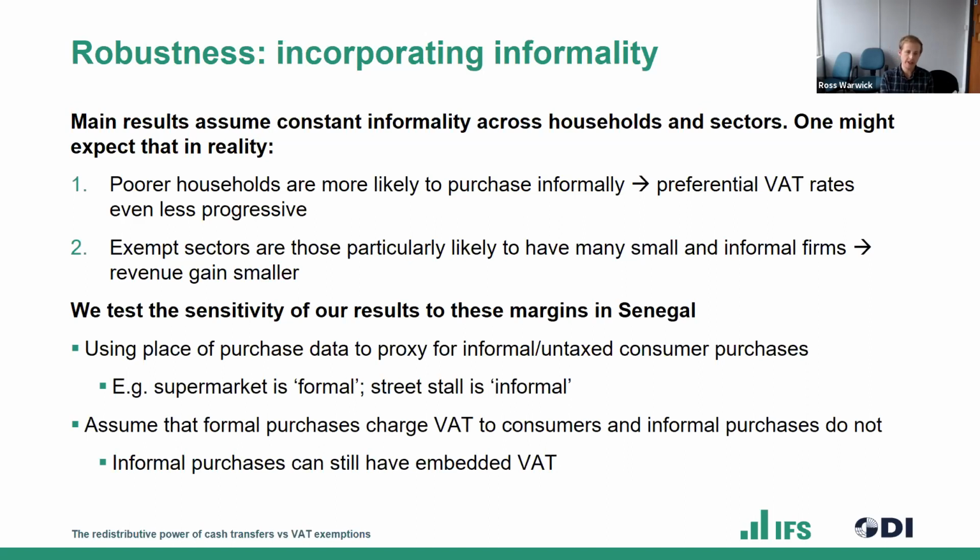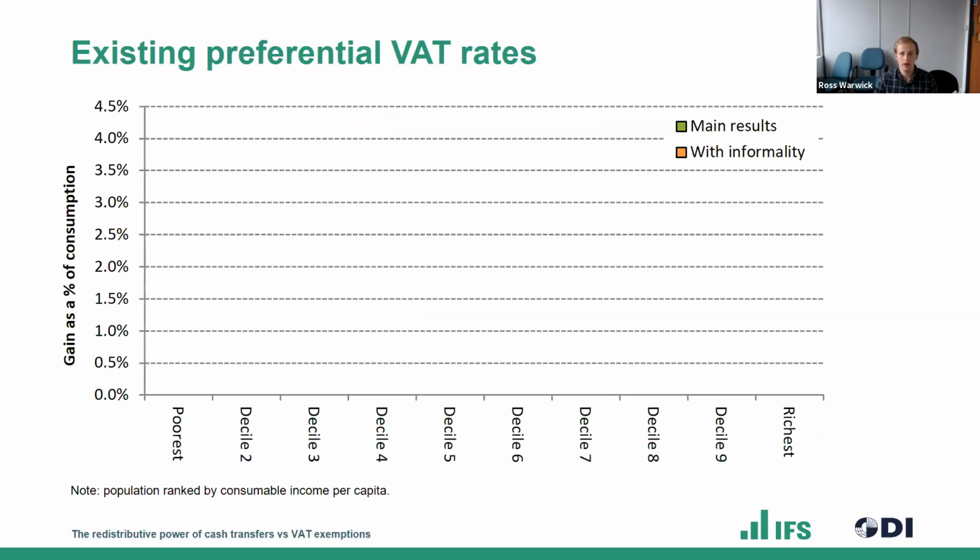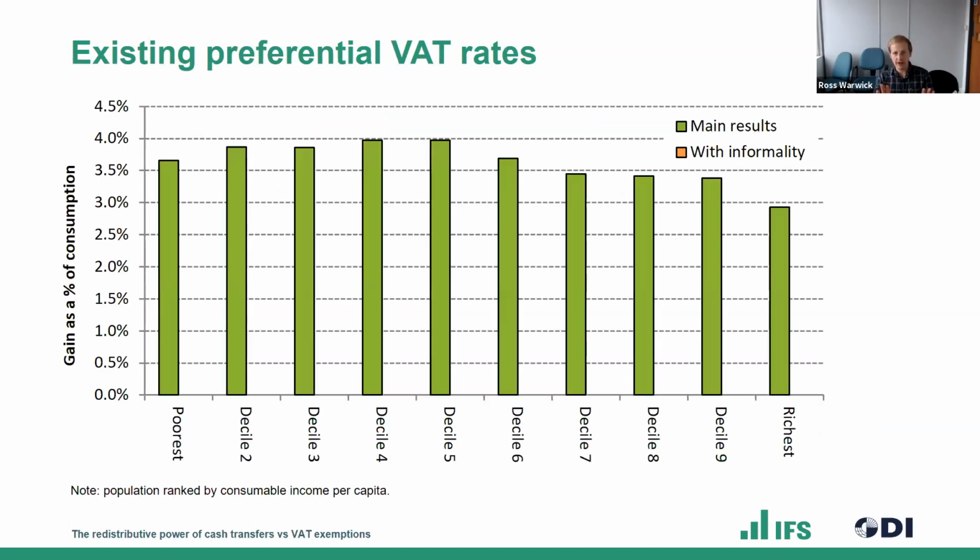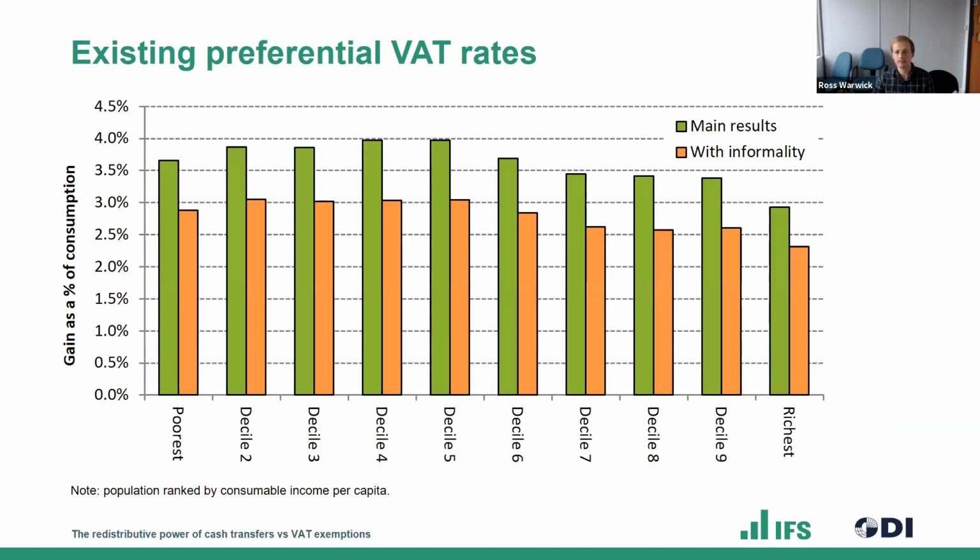And so what we're going to do in this robustness check is assume that formal purchases, for instance, from a supermarket, charge VAT to consumers, whereas informal purchases do not. But we do allow informal purchases to still have embedded VAT from the supply chain. So very quickly, these are our main results for Senegal in terms of the impact of existing preferential VAT rates. These bars then show our adjusted results after incorporating informality.